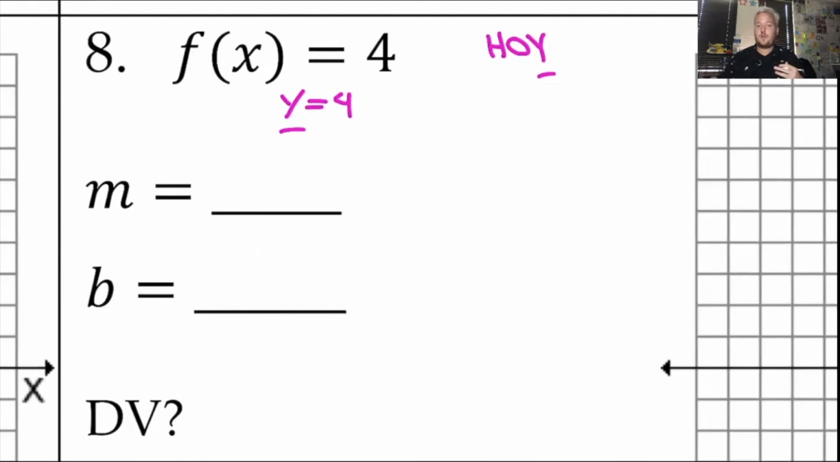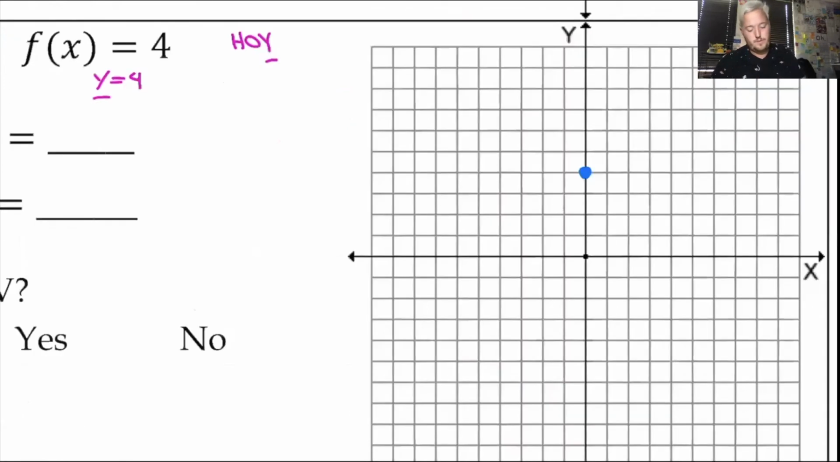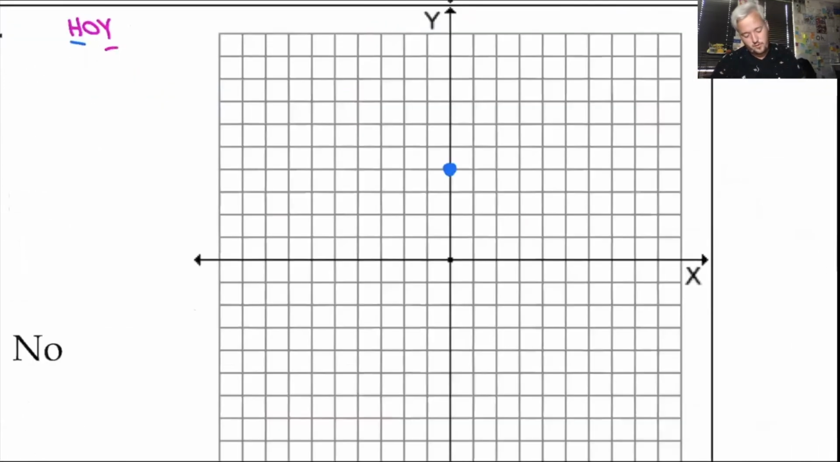So we want a y value of 4. So I'm going to count up 1, 2, 3, a y value of 4. So if you remember, the h here means it's a horizontal line. So I'm literally just going to draw a horizontal line through that point. That is a terrible arrow.